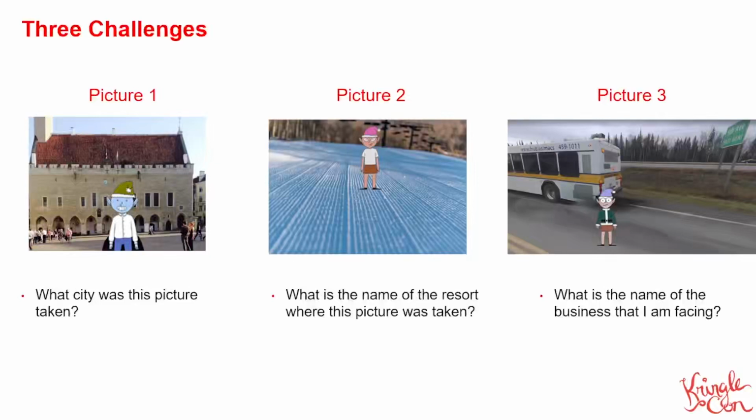So picture one, we've got an elf in front of an interesting looking landmark. Picture two, we have some snow. Can't really tell what that is. And then picture three, well, there looks like a bus and a street sign. And so we can see below there the questions that come along with these pictures.